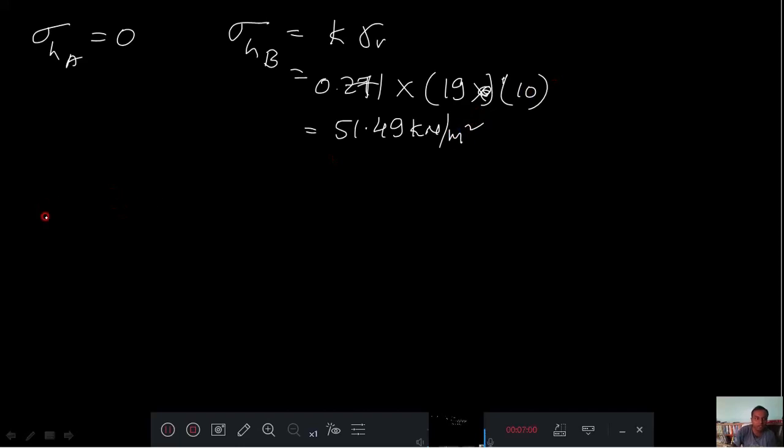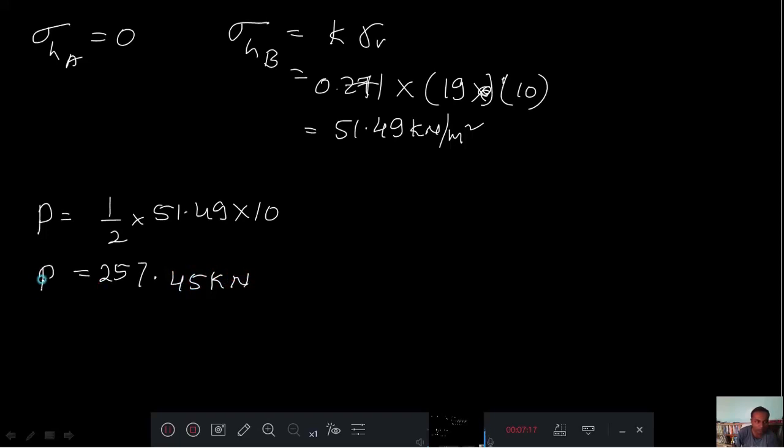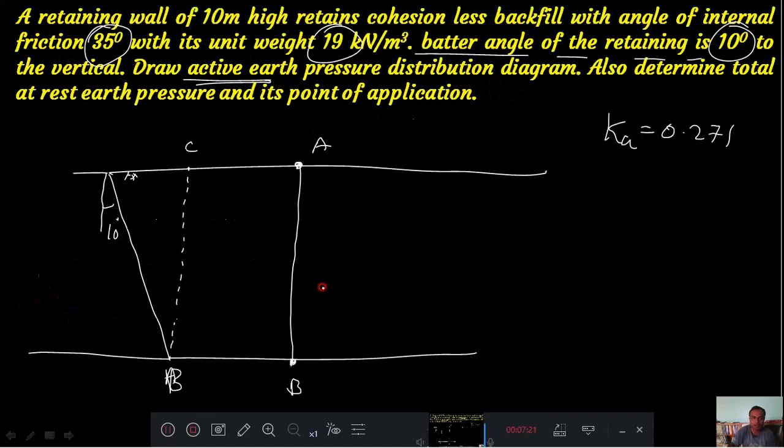Okay, then I will calculate P is equal to half into 51.49 into 10. The answer is 257.45 kilonewton. This is your pH. This is your horizontal stress. Go back, you will get a distribution diagram this way. This is your 51.49, and this is your P. This is your pH.